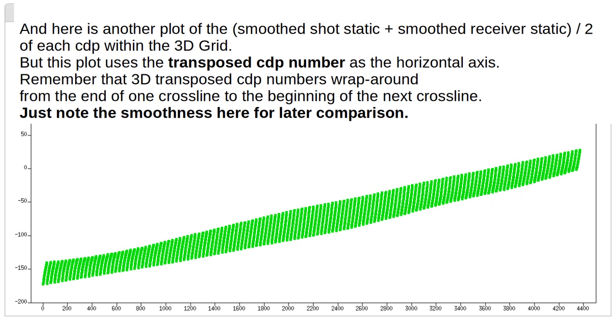And here is another plot of the smooth shot static plus smooth receiver static divided by 2 of each CDP within the 3D grid. But this plot uses the transposed CDP number as the horizontal axis. Remember that 3D transposed CDP numbers wrap around from the end of one cross line to the beginning of the next cross line. Just note the smoothness here for later comparison.